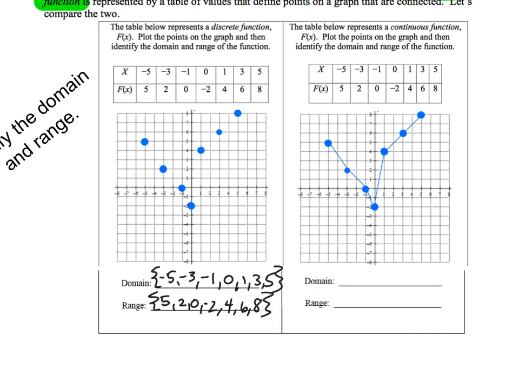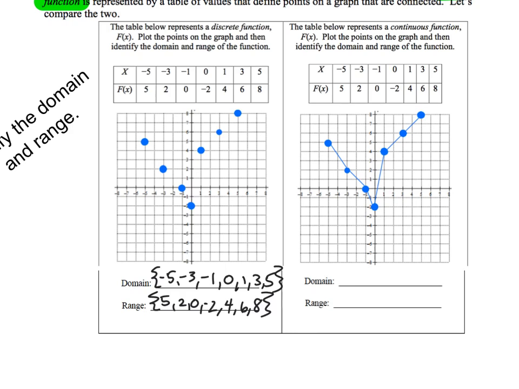Now, in the second graph, all the x values between the lowest x value here at -5 up to the highest x value at 6 have points associated with them. So like at 4.5, or even at 4, I have a y value of 7. So I have to list all the x values, and there are infinitely many between here and here. So what I have to do is use interval notation.